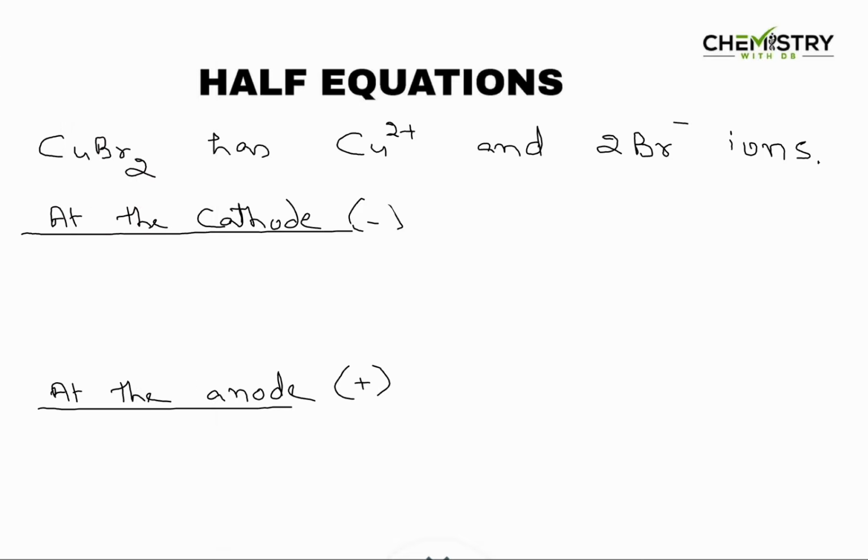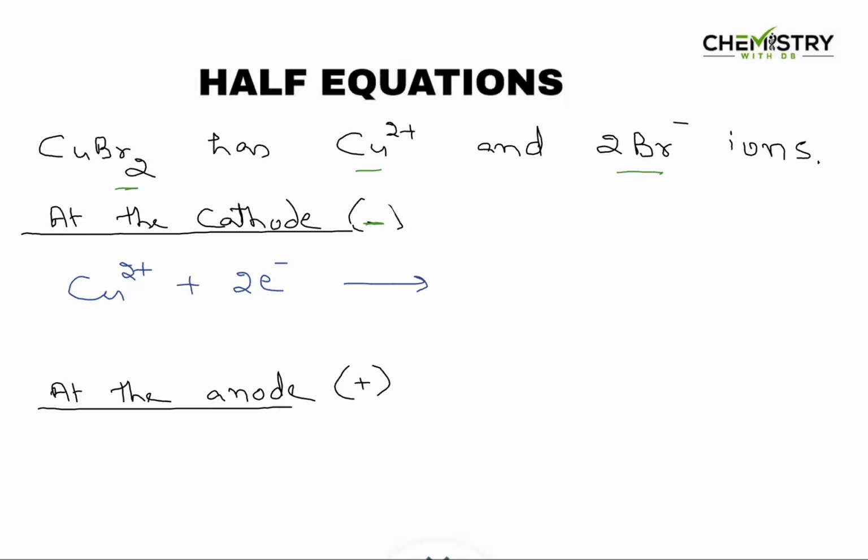Now let's see what is going to happen on the half equation front. I told you that CuBr2 is made up of Cu2+ ions, and there are two bromide ions. Cu2+ ions are positively charged, so these will go to the negative, which is the cathode. The cathode is rich in electrons, and therefore these Cu2+ ions will gain 2 electrons from the cathode.